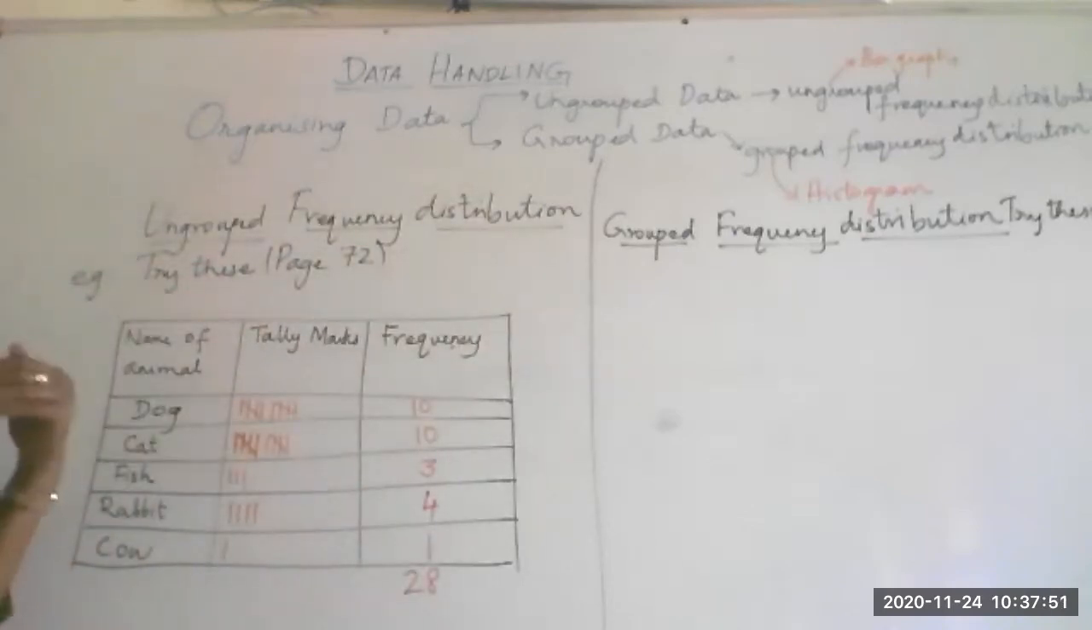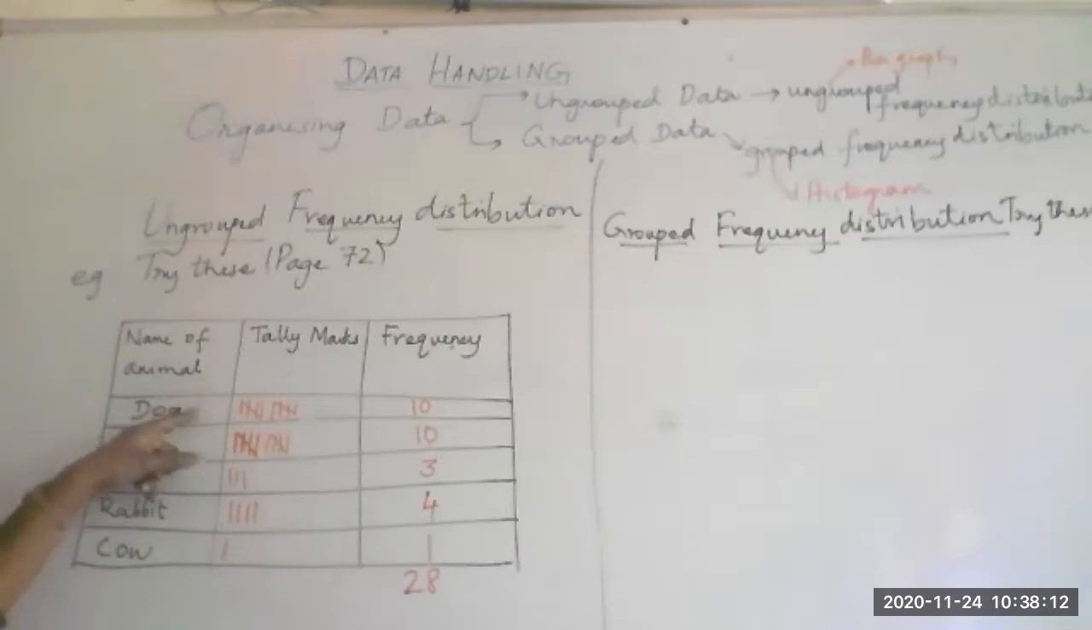Now look at the two data. The raw data is just having the names with commas in between. Whereas when you have the tabulated column or the ungrouped frequency distribution, you can quickly say which is the animal which is the most favorite one as a pet. Ma'am, dog and the cat. It is both the dog and the cat because they are equal in numbers.